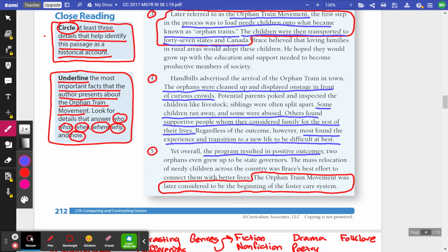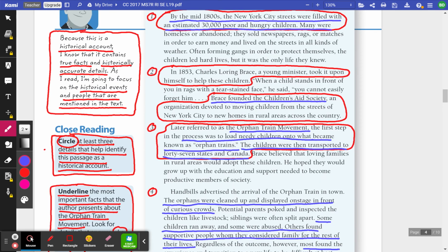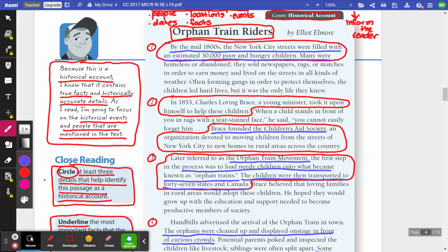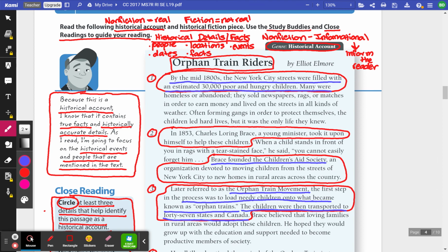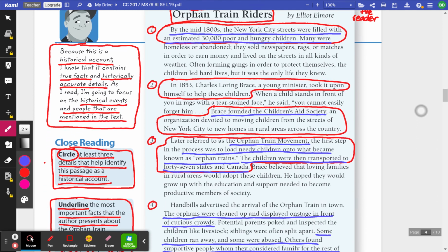All right, guys. So, like I said before, you may have underlined things a little bit different than I did. If you did, that's okay. Just make sure that they answer who, what, when, where, why, or how. Okay, so that's going to wrap us up for our first passage, the Orphan Train Riders.